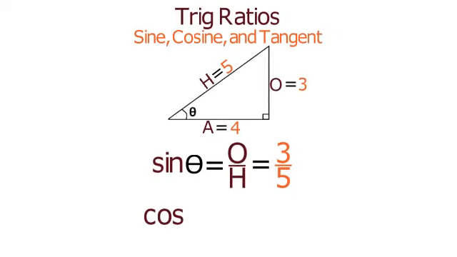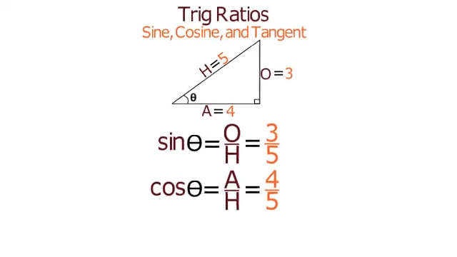The cosine of an angle equals A over H, which is the length of the adjacent side of that triangle over the length of the hypotenuse. In this triangle, the length of the adjacent side is 4, and the length of the hypotenuse is 5. So the cosine of theta equals 4/5.